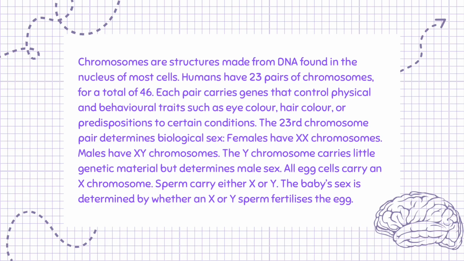Females have XX chromosomes. Males have XY chromosomes. The Y chromosome carries little genetic material but determines male sex. All egg cells carry an X chromosome. Sperm carry either X or Y. The baby's sex is determined by whether an X or Y sperm fertilizes the egg.